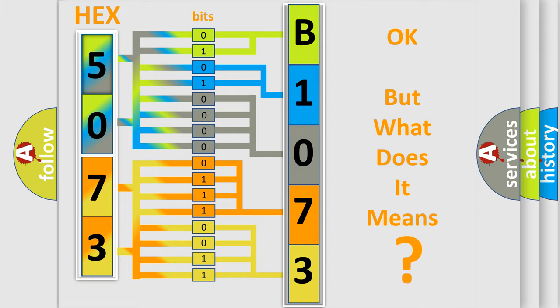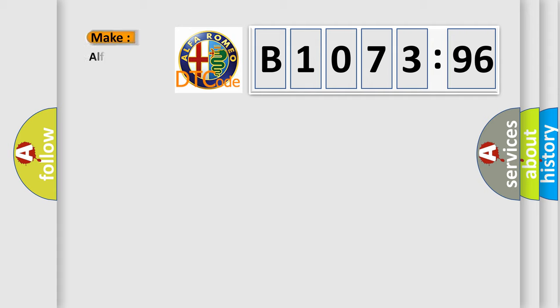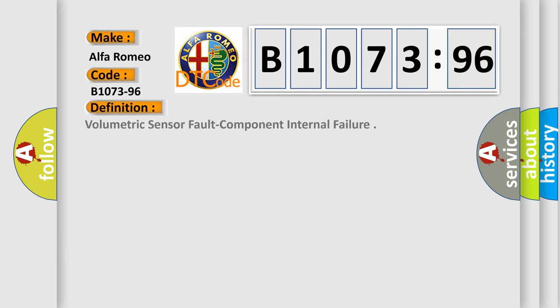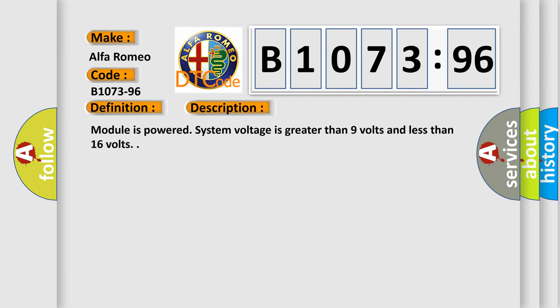The number itself does not make sense to us if we cannot assign information to what it actually expresses. So, what does the Diagnostic Trouble Code B1073-96 specifically mean for Alfa-Romeo? The basic definition is volumetric sensor fault, component internal failure. And now this is a short description of this DTC code.